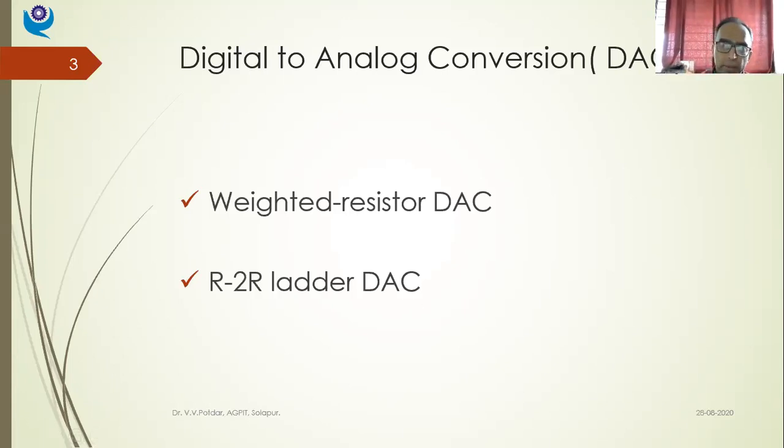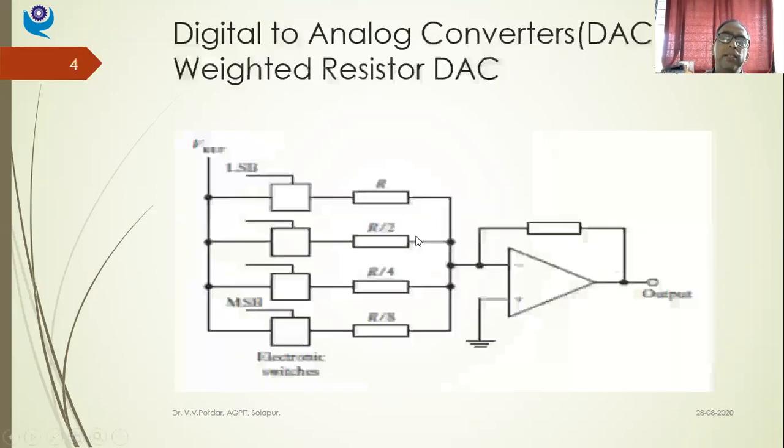Let us quickly see these 2 types of D to A converters. First, the weighted resistor type DAC. I think we need to draw this sketch. Afterwards, we can draw and try to understand the working of this D to A converter. Now, here my objective is the digital signal is to be converted to analog signal.